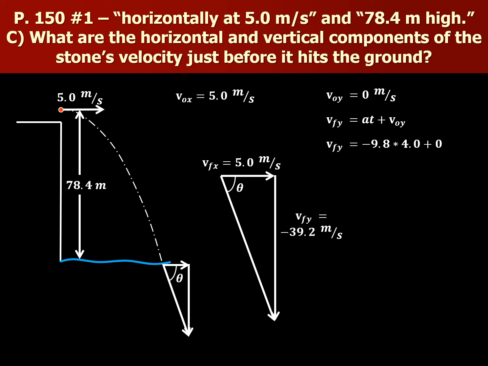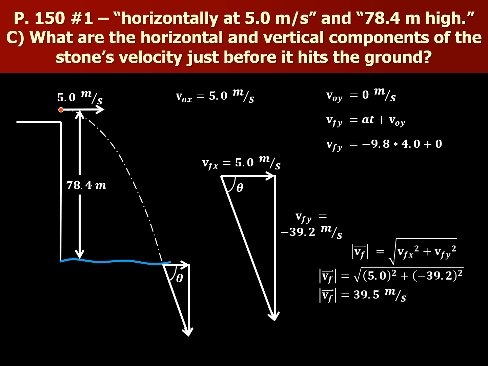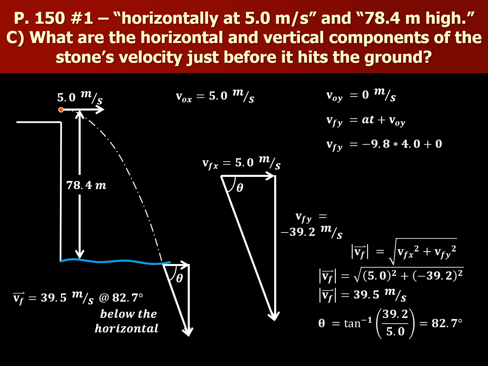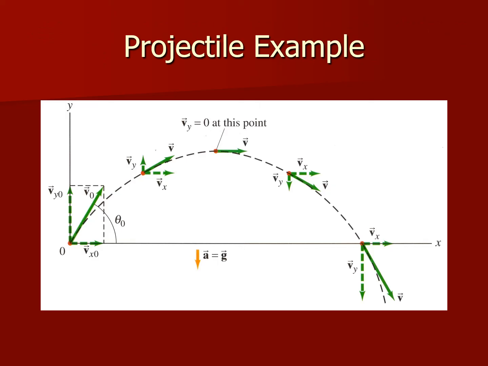Now the problem doesn't ask for the total velocity, but I want to go ahead and figure it out. The total velocity is going to be equal to the square root of the final velocity in the x direction squared plus the final velocity in the y direction squared. Punch that in, you get 39.5 meters per second. And to figure out that angle, it's going to be inverse tangent of 39.2 divided by 5, which gives us 82.7. So the total final velocity is going to be 39.5 meters per second, 82.7 degrees below the horizontal.